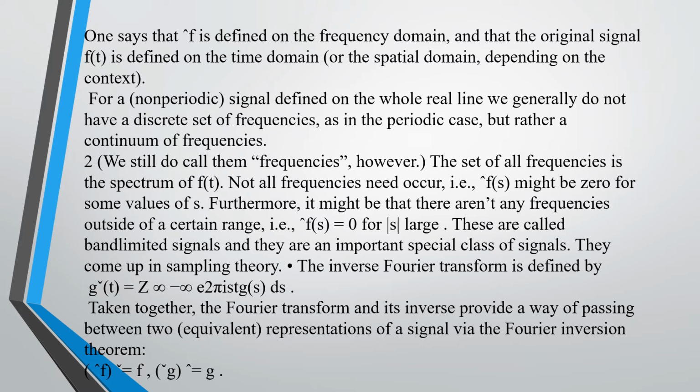The inverse Fourier transform is defined by g of t equals the integral from minus infinity to infinity of e to the power 2 pi i s t g of s ds. Taken together, the Fourier transform and its inverse provide a way of passing between two equivalent representations of a signal via the Fourier inversion theorem.